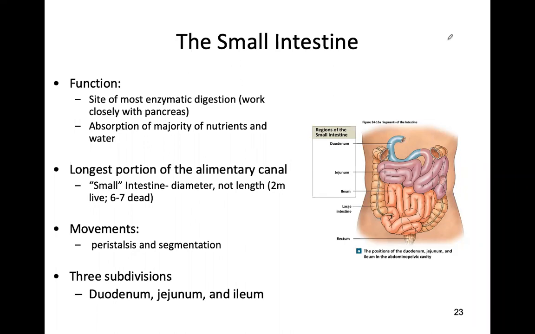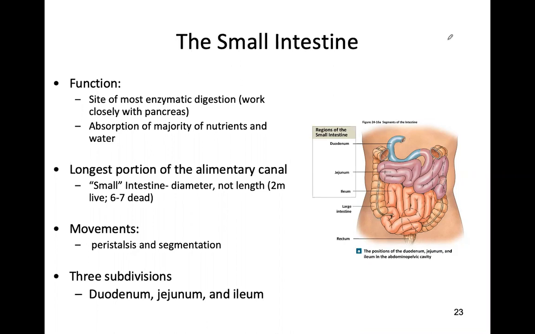So we stopped last time with the stomach. We have talked about the anatomy of the stomach, what its functions are, and also some of the medical conditions of the stomach. So the next part of the digestive system is the small intestine.